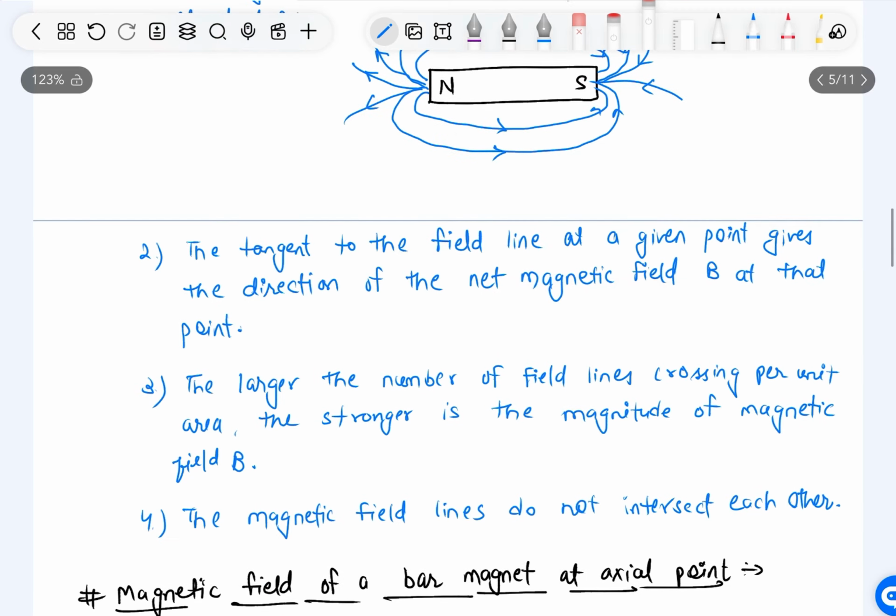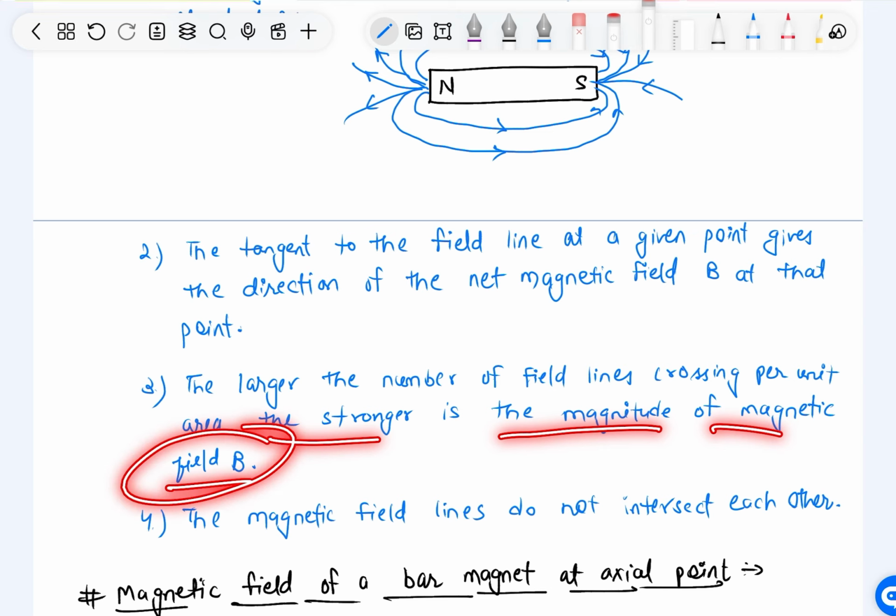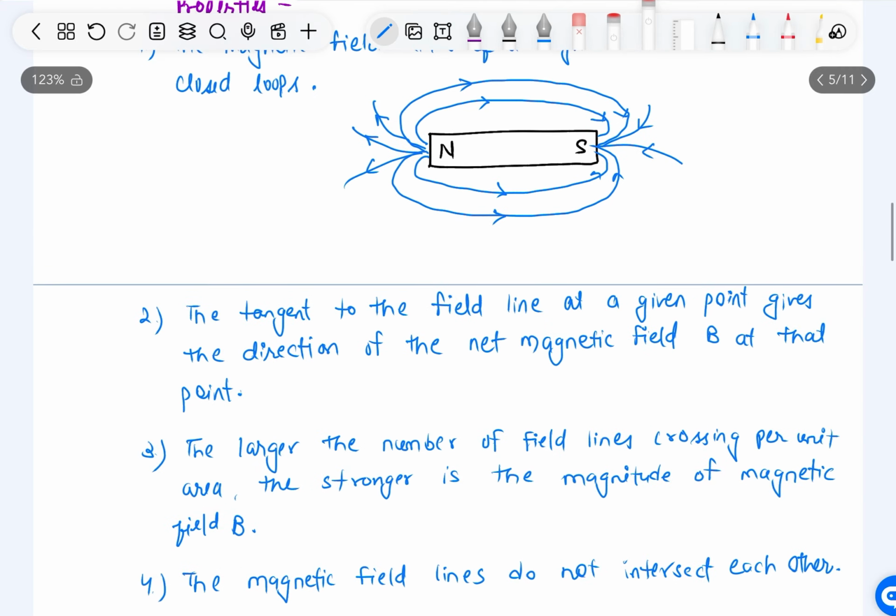Next, the larger the number of field lines crossing per unit area, the stronger is the magnitude of the magnetic field. The more magnetic field lines we have, for example in this area where we have lots of magnetic field lines, that means we have a strong magnetic field. If magnetic field lines are fewer, then the value of the magnetic field is also less.